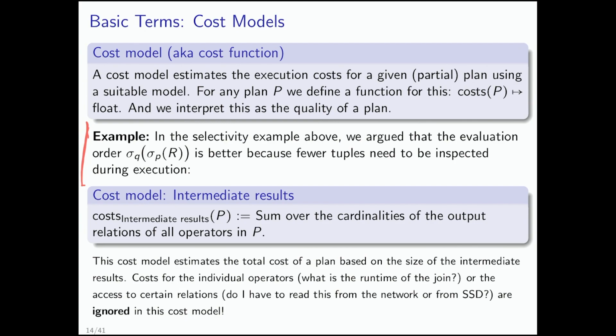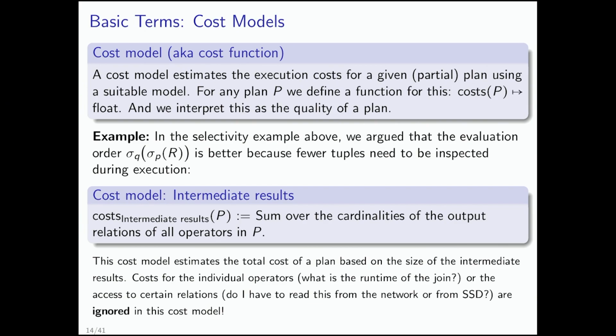In this selectivity example, we argued that the evaluation order of this plan is better because fewer tuples need to be inspected during execution. So we could phrase that into a cost model on the number of intermediate results. I will define multiple of those cost models in a moment, on other slides, but for the moment, that's the cost model on intermediate results. It says the cost of a plan is the sum over the cardinalities of the output relations of all operators in P. So whatever intermediate results are produced in a plan, I just sum those things up.